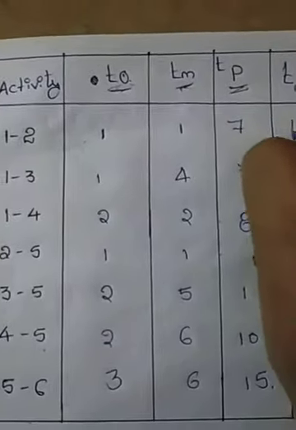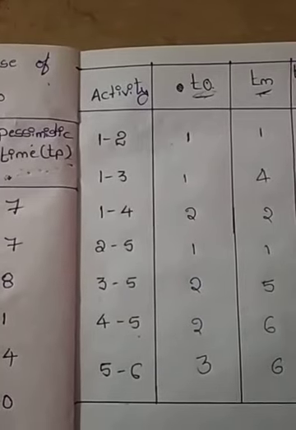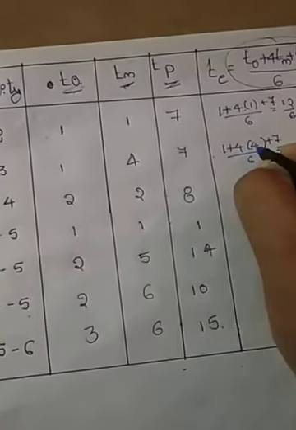TE is equal to 1 plus 4 into 1 plus 7, divided by 6. 1 plus 4 is 5, 5 plus 7 is 12, and 12 divided by 6 is equal to 2. The estimated time is 2 days. Next, 1 plus 4 into 4 plus 7, divided by 6. 4 fours are 16, 1 plus 16 is 17, 17 plus 7 is 24, and 24 divided by 6 is equal to 4.